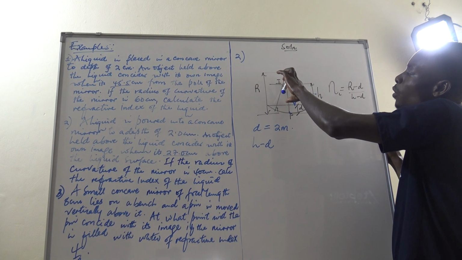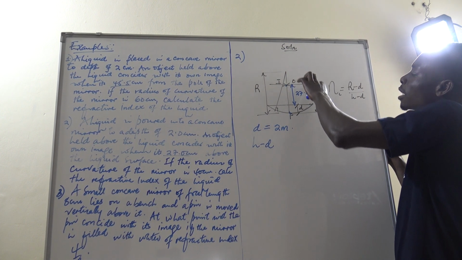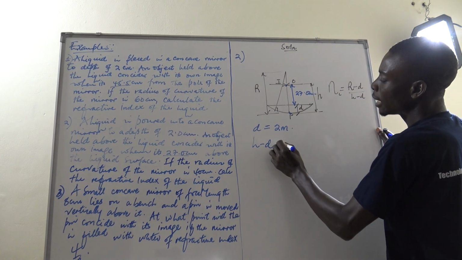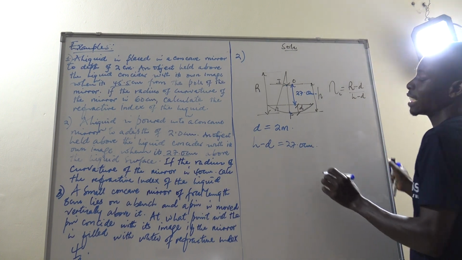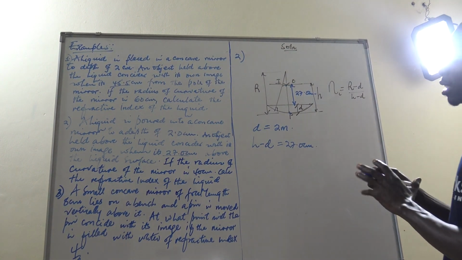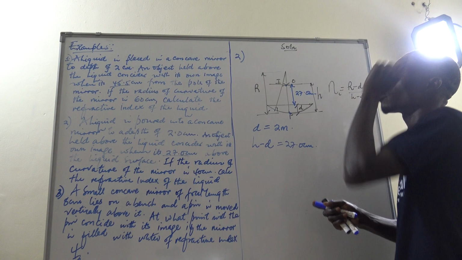But now they have given you this. Remember, this is the same as H, subtract away D. And that is what we are calling it 20. So you need to understand such tricks. Is that okay? So 27 is from the surface.